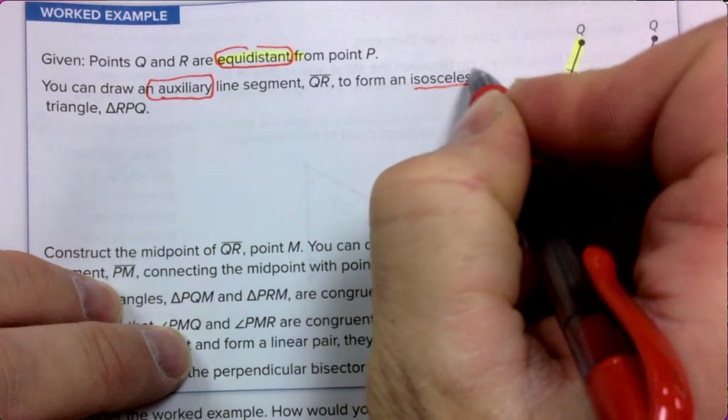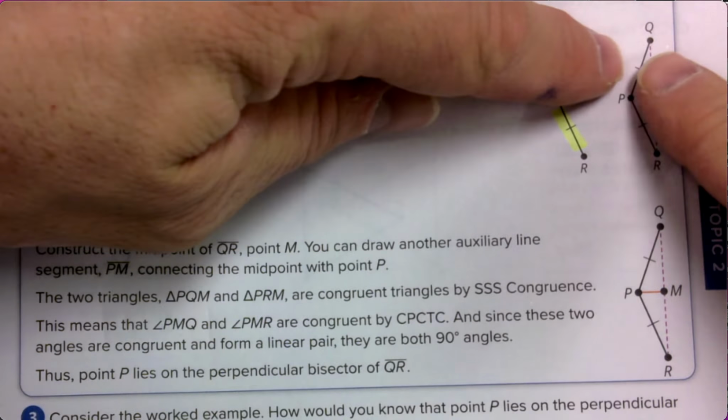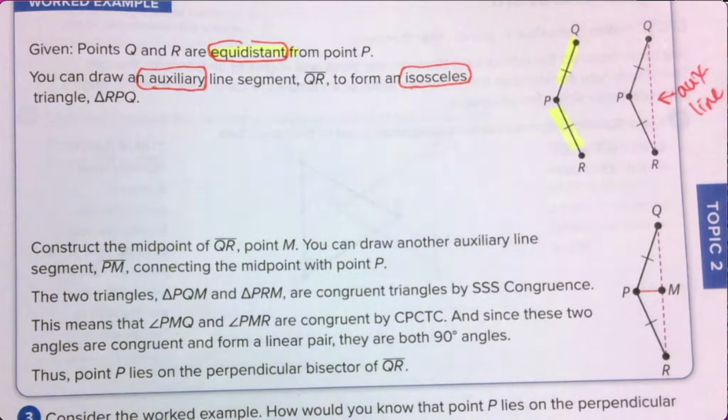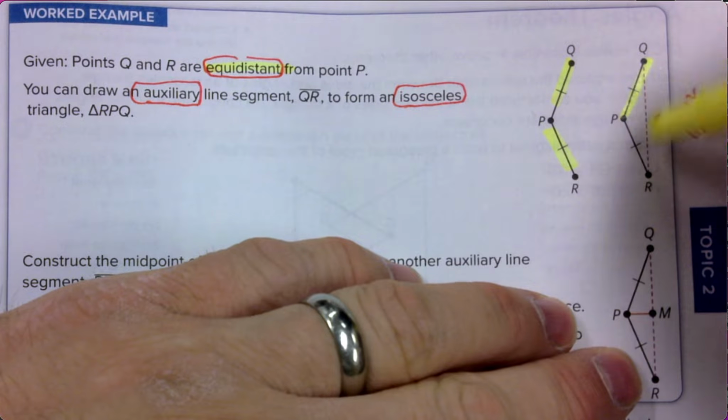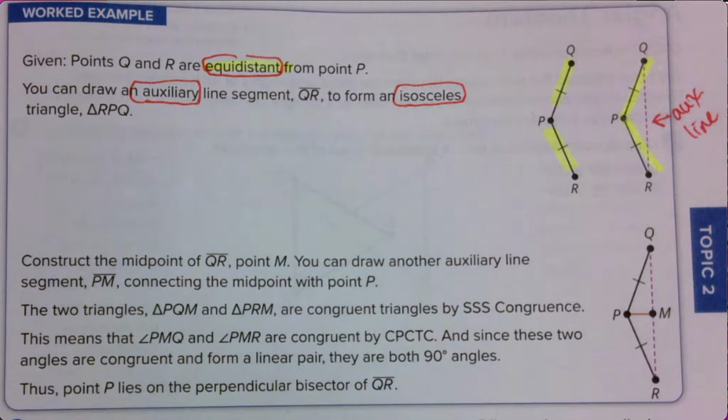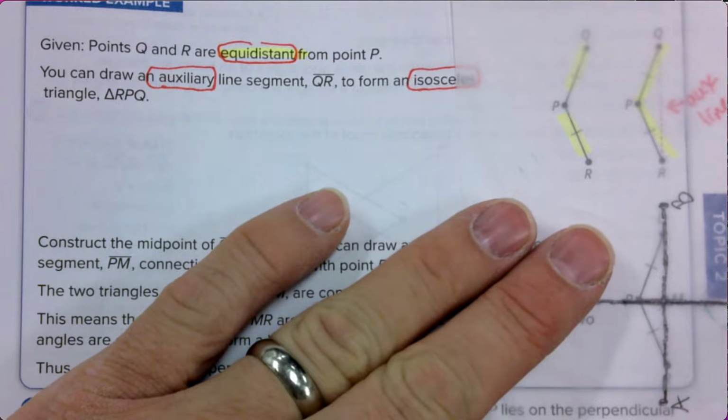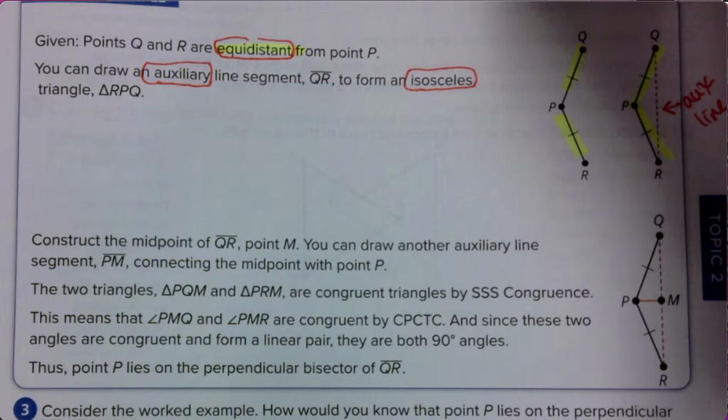Another vocabulary word: in an isosceles triangle, of the three sides, two of them are the same length. So our triangle here is isosceles. Two sides are the same. Now, construct the midpoint of QR. Our method for constructing midpoints is to do perpendicular bisectors, because when you perpendicular bisect a line segment, you find the midpoint. The perpendicular bisector will be on the midpoint.